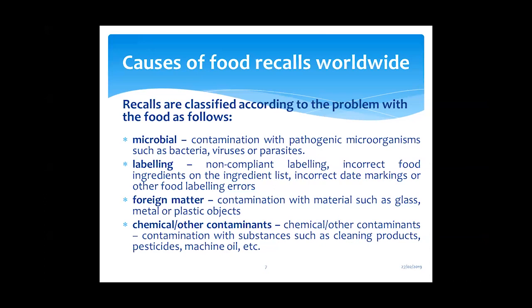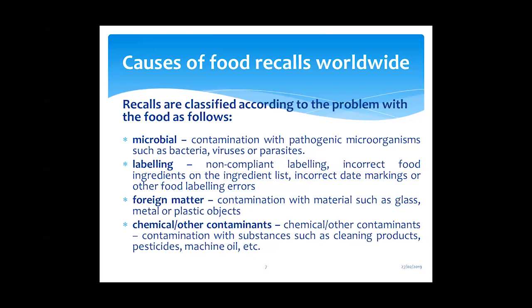The second point is labeling. Non-compliant labeling can lead to recalls. Incorrect food ingredients on the ingredient list can also lead to recalls. Incorrect date markings or other food labeling errors can also lead to recalls. Especially with labeling, it's very important that the label is correct, because if there are any allergens within the product and that's not declared on the label, then that would potentially be a recall incident.